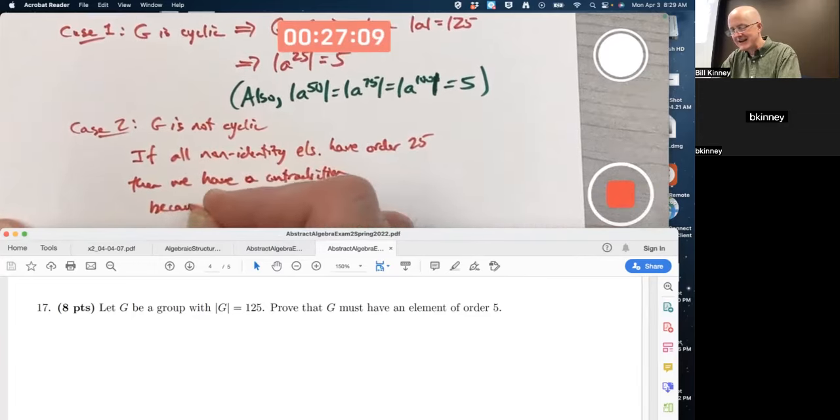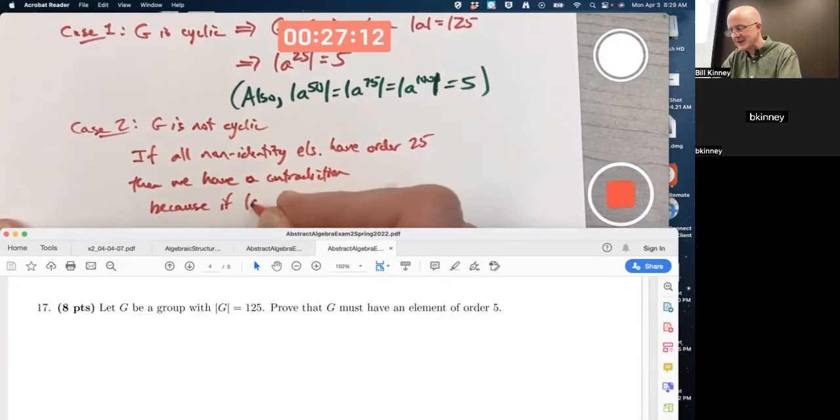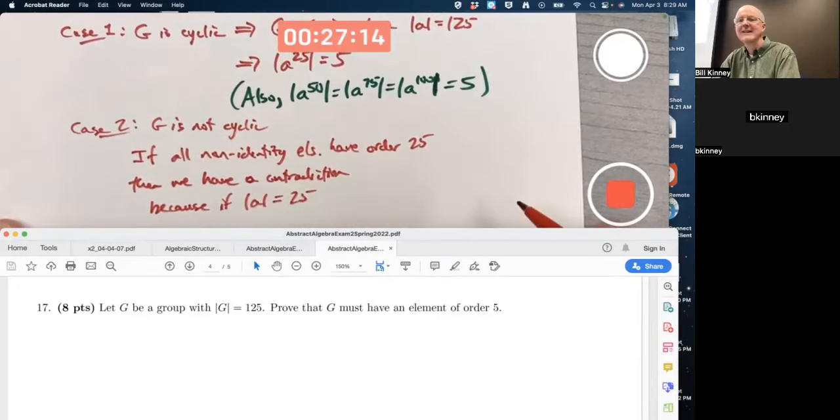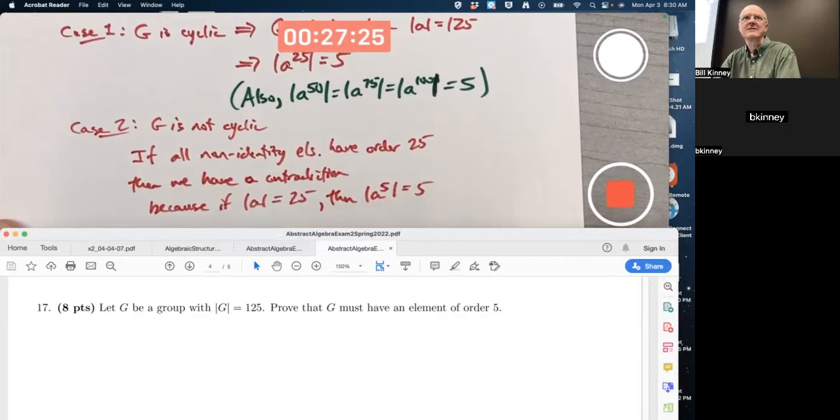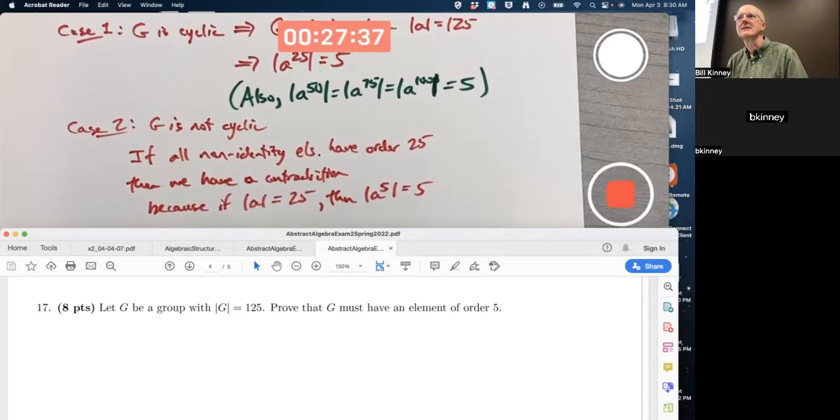Because if A has order 25, A to the 5th would have order 5, right? Done. Contradiction. They can't all have order 25. That's probably an awkward way to say it, but that's the essence of what's going on. So it's got to have at least one element of order 5. Actually, it's going to have more than one.